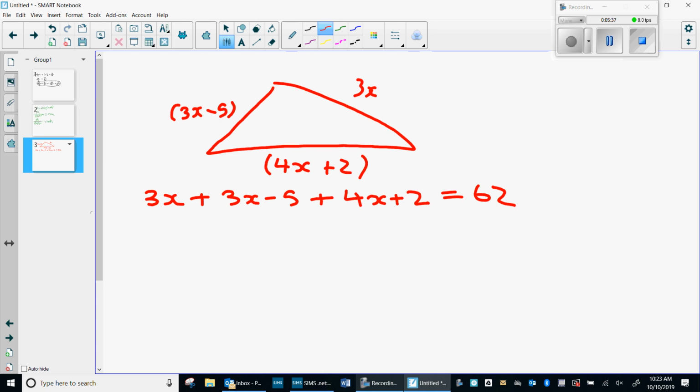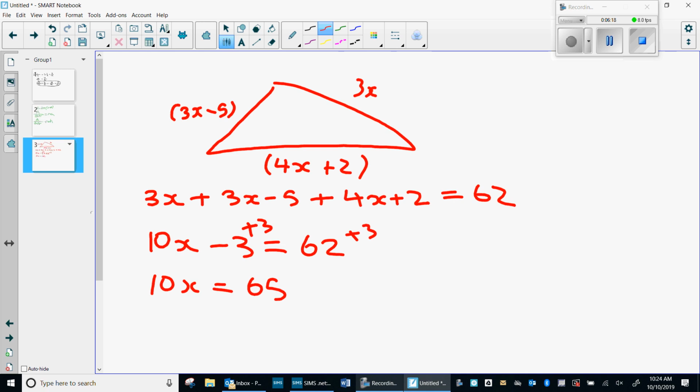So then you would do 10x, so you add all the x's together, so 3x plus 3x is 6x plus 4x, which is 10x. And then you do minus 5 plus 2, which is minus 3. So it'd be minus 3 equals 62. So then you're trying to get x by itself, so you do plus 3, which is 10x equals 65. Please listen, girls.